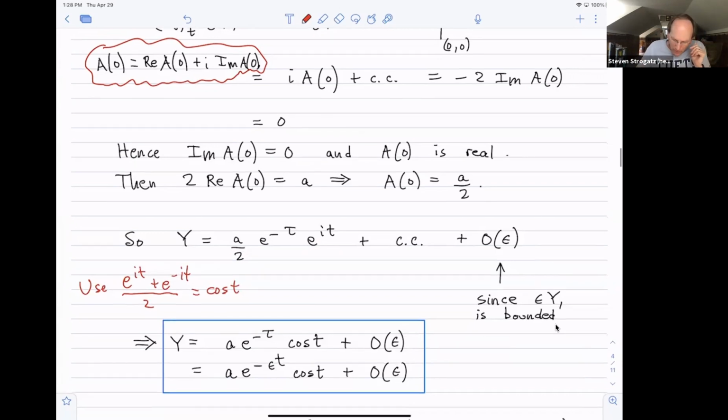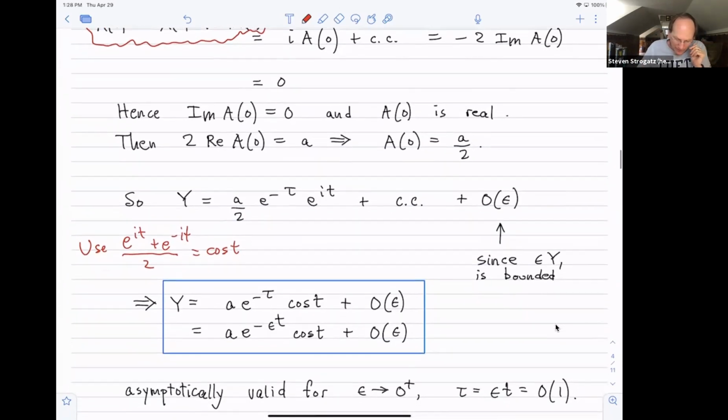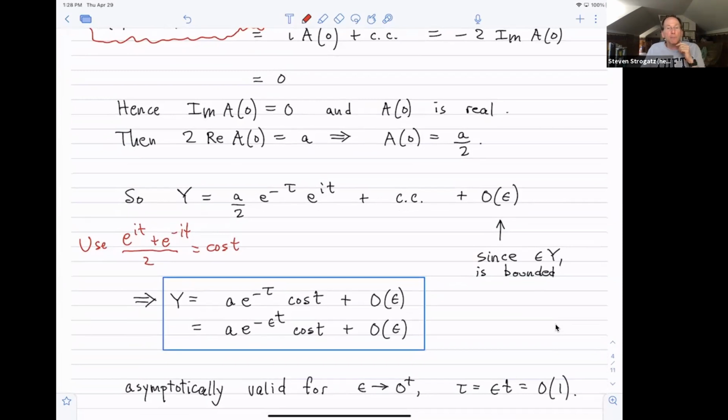All right, so at this point, what do we expect? This is supposed to be an asymptotic method that works as epsilon goes to 0 from the positive side. And it's supposed to be valid for times up to and including tau of order 1. In other words, it should hold for times of order 1 over epsilon. It's good on that long time scale, but not longer. You don't expect it to be valid much longer than that, but it does work up to that long time scale.